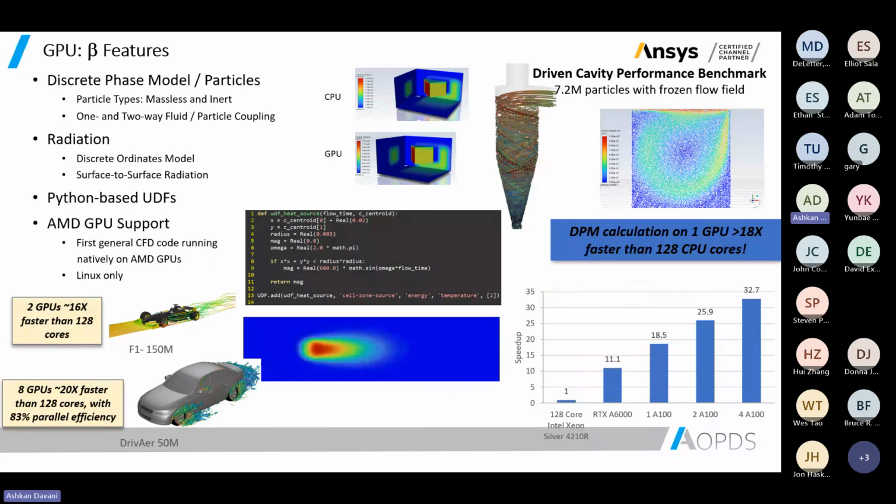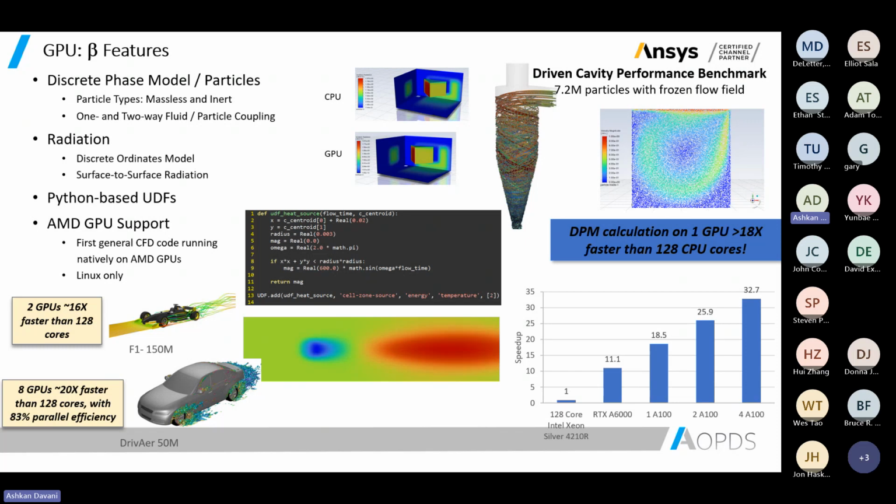There are also many beta features for the GPU. Again, for all the other highlights, there are many beta features, which I'm not going to be able to get into all of today in only 30 minutes. But there have been developments in discrete phase modeling. Now we can handle particle types like massless and inert on GPU. One-way and two-way fluid-particle coupling are supported on GPU. There have been updates in radiation. We can use DOM and surface-to-surface radiation models right now using GPU.